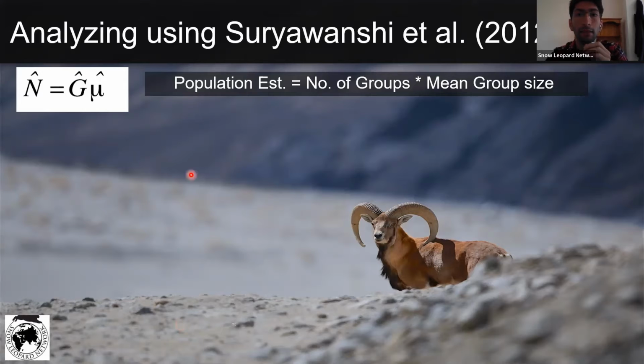Again, principally, the equation to arrive at our population estimate stays the same: N hat equals G hat times mu hat. The only difference between Suryawanshi et al. and Fawcett and Hickling is how we estimate the G hat and the mu hat, which is what I'm going to explain in a bit.